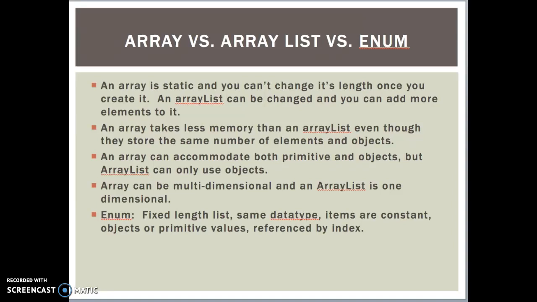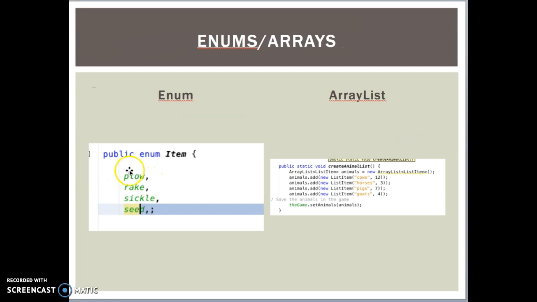And so here we have some examples. This is an enum. Just a list of items: plow, rake, sickle, seed. Nothing, no numbers with it. It's just a list of items. Whereas on the public static void, the animal list, we have cows, horses, pigs. We could keep adding to that. We could change the numbers on this, and it would not create an error in our game.